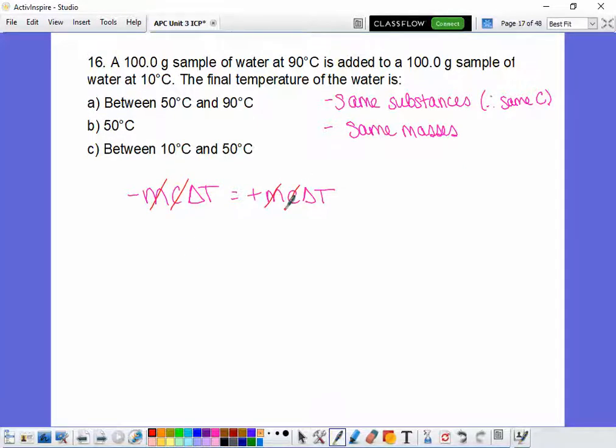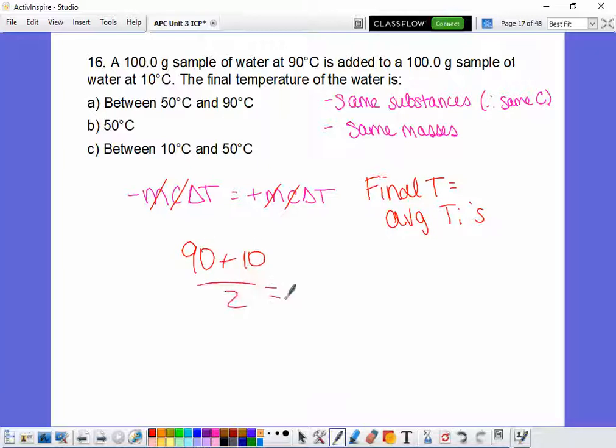So to find delta T, hey, that rhymed. To find the final T, it's just going to be an average of the initial T's, right? Of the two things, because it's the same mass and the same substance. If one of those isn't the same, then you cannot just take the straight average. But since both of those things are the same, 90 plus 10 divided by 2 is 50. So therefore, B would be our answer. Okay? These are great multiple choice questions.